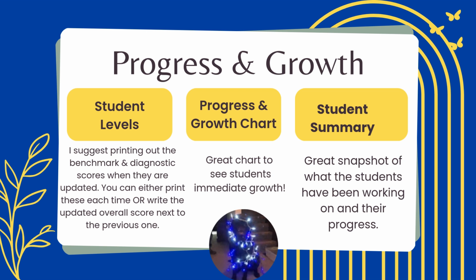But I have found just being able to print it out has been a really quick reference for me. I know IXL has a ton of tabs, so sometimes it can get confusing when you're trying to figure out, well, where's this score grid at, or where is progress and growth? So for me, I just print it out and keep it in a binder.